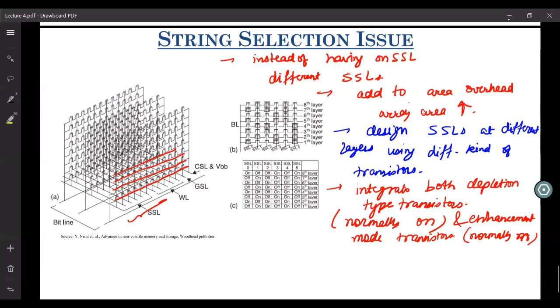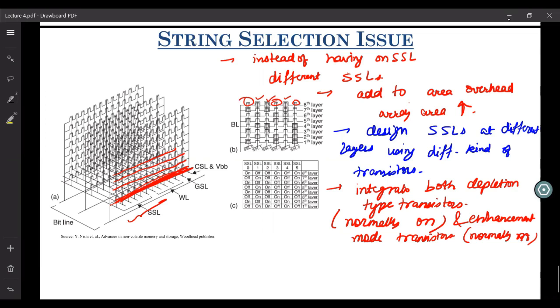Here, if you look at this figure, you will understand that for each layer they make different SSLs using different technology. Some of the SSLs are depletion type, some of them are enhancement type. The ones shaded with gray are enhancement type, and the ones which are not shaded, like these, are depletion type. So they are usually on. To select one particular string, they use some combination of voltages at these SSLs, so that they uniquely select only one layer at a time.